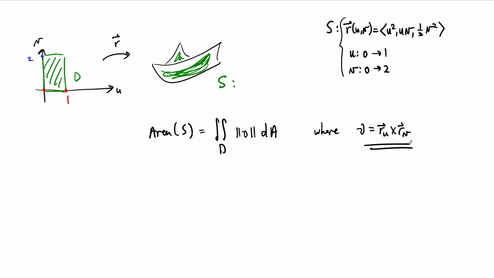In this example, we're given the parametrization, so a lot of the work is done for us. We just need to actually do the computation. We're even given the domain, right? So a lot of stuff is given to us, and we're happy. We just need to compute all this stuff.